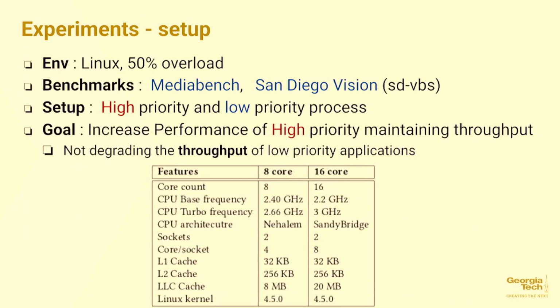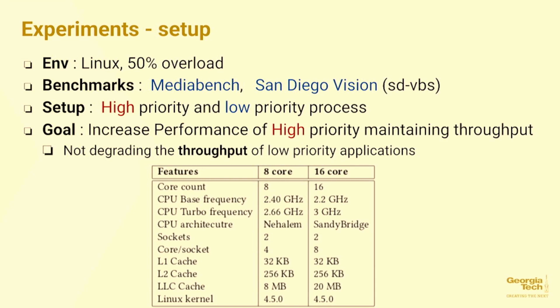The environment on which we ran the experiments was overloaded with 50% more processes than the available number of cores. The underlying OS was Linux, and our baseline was priority CFS. I'll get to it. We use MediaBench, consisting of media encoders and decoders, and the San Diego Vision Benchmark Suite, which consists of vision processing applications, as our benchmarks.